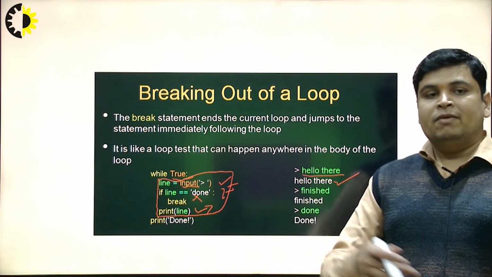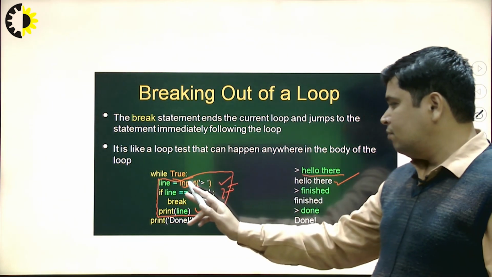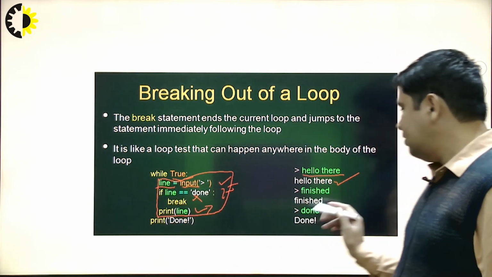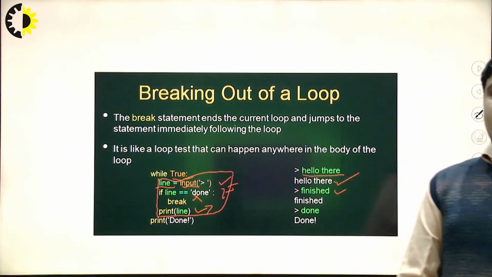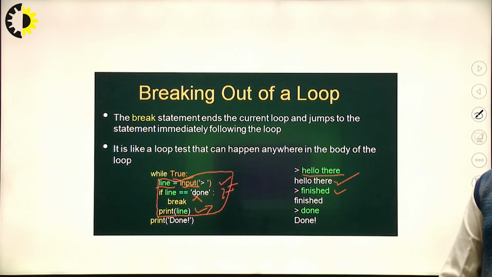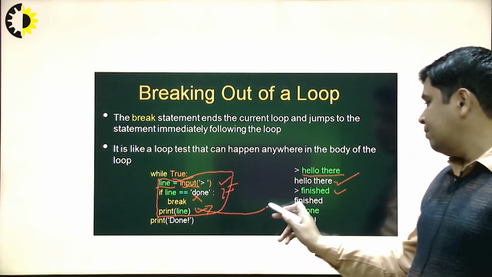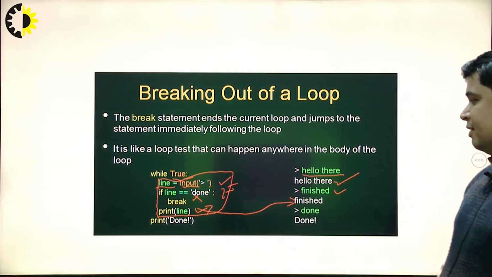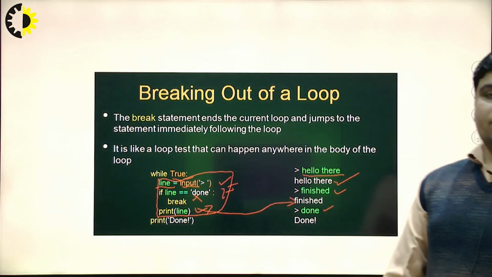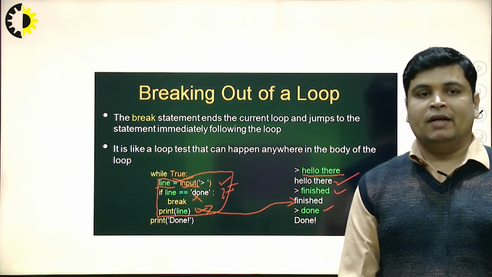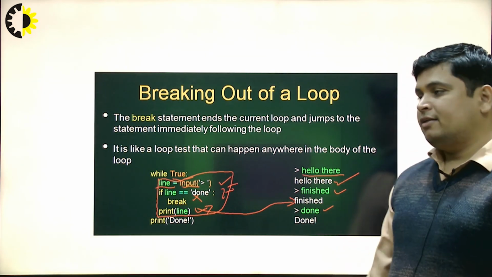When the loop is evaluated again, the next time I input finished into the line variable. Then again if line equal done, no, the value of line is finished now. In that situation break is not evaluated. Again line will be printed. And the next time I input done. If line equal done, the value of line is done. Done equal done, the relational operator is used at that time.